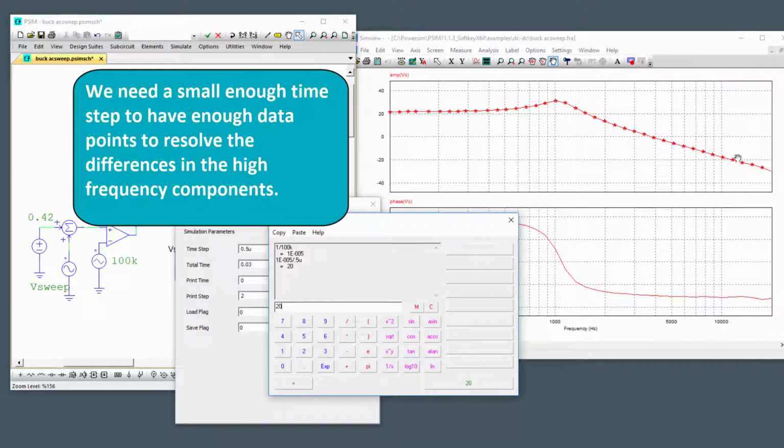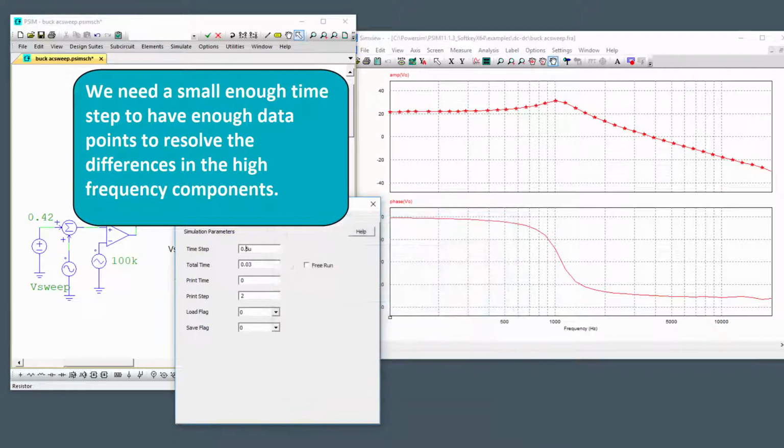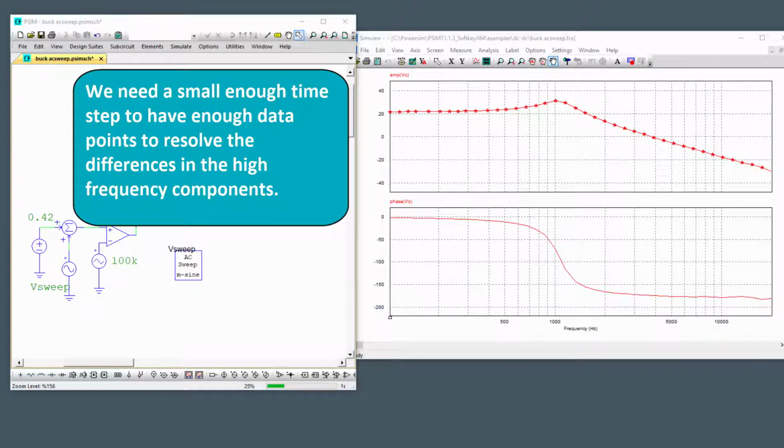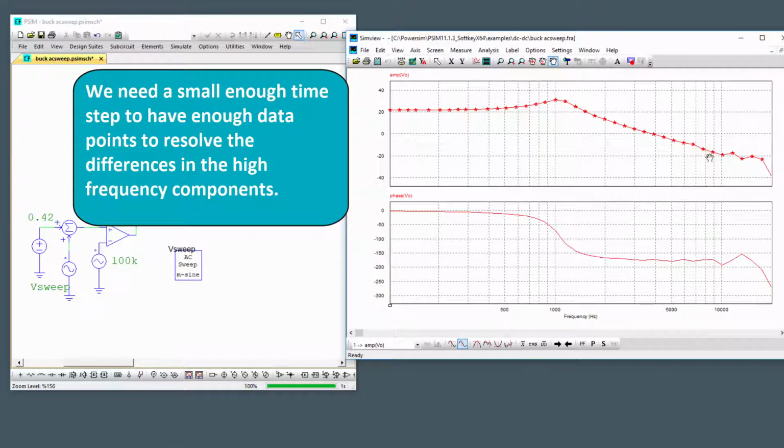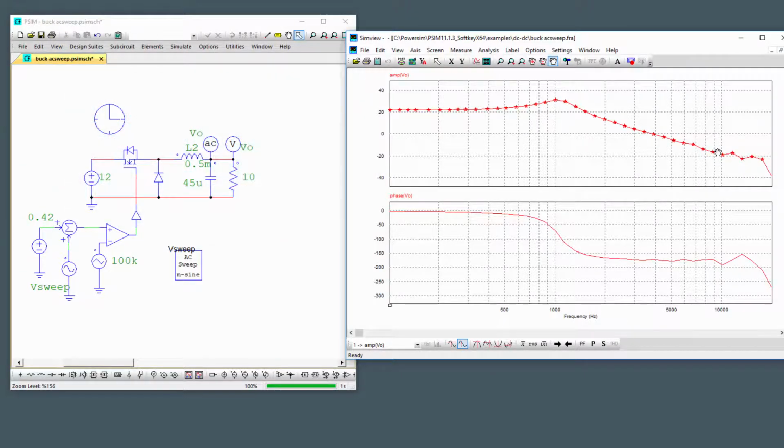And PSIM has no way of really enforcing this up here, because all PSIM is doing is looking at the known frequencies in the system. So what will happen if we have too big a time step, if we run this simulation now, is we're going to get a fast simulation. We can start to see some high frequency noise up here, and that's because we don't have enough time points at these higher frequencies to resolve them nicely.